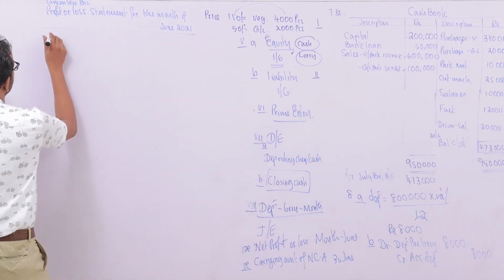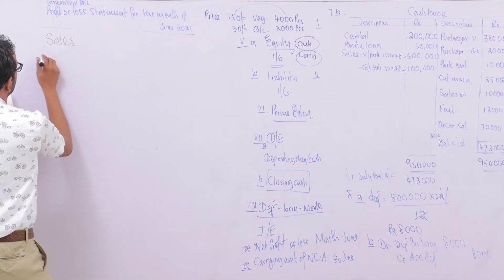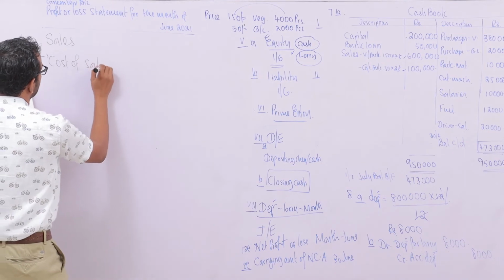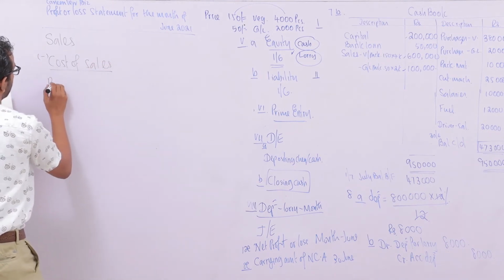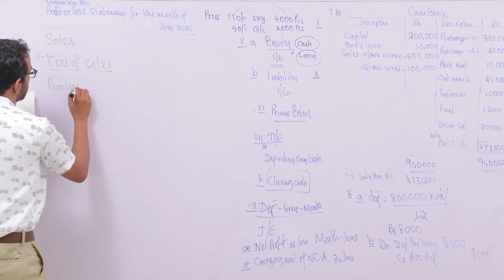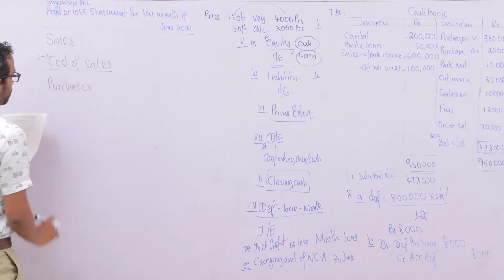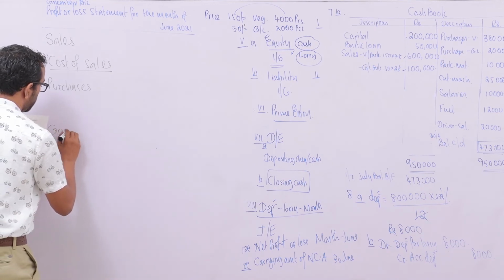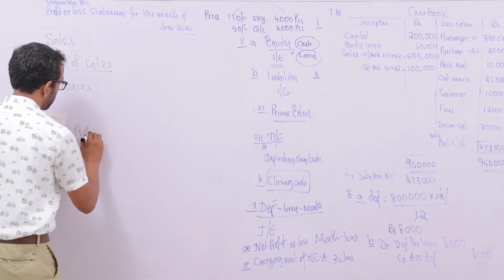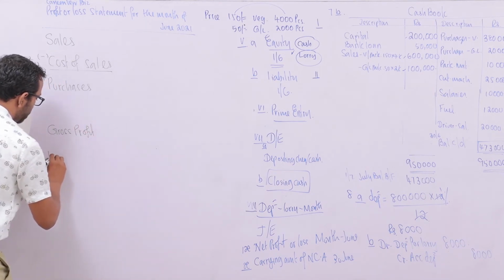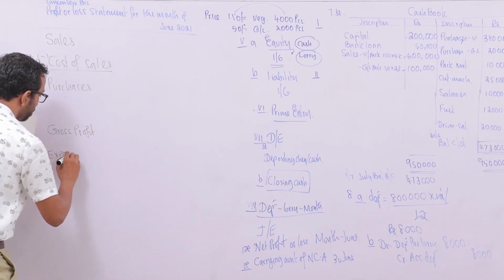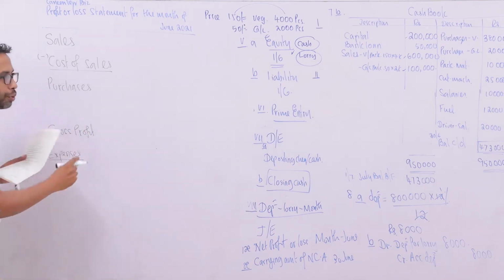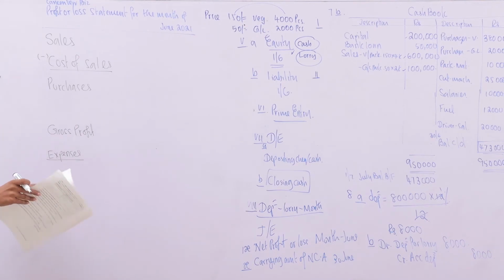Start with sales minus cost of sales. So, you have purchases, and leave some space, and you have gross profit, and you have expenses. There is no income sources here, and remember this is 2 marks, do not waste much time, and you do not need to categorize the expenses for 2 marks. There is no such requirement as such.